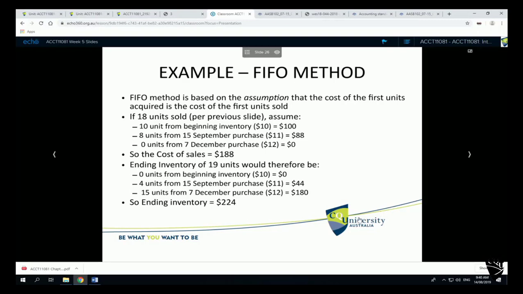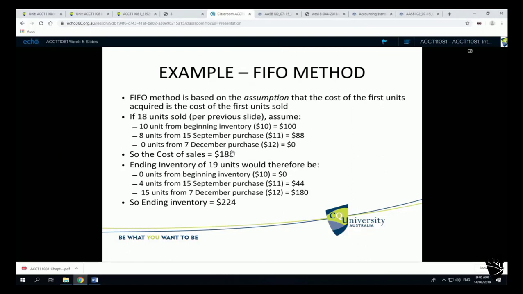So in our example, we would assume that we sold the opening inventory that we had on hand, i.e. the 10 units at $10. Okay, then we would have sold the remaining 8 from our 18 units from the September 15th purchase at $11. So it's assuming that the 18 that we sold was the very first lots of units we had, then the next lot. So 10 from the beginning inventory and then the remaining 8 from the next lot of purchases. So that's how we value. So the cost of sales under the FIFO method is $188.